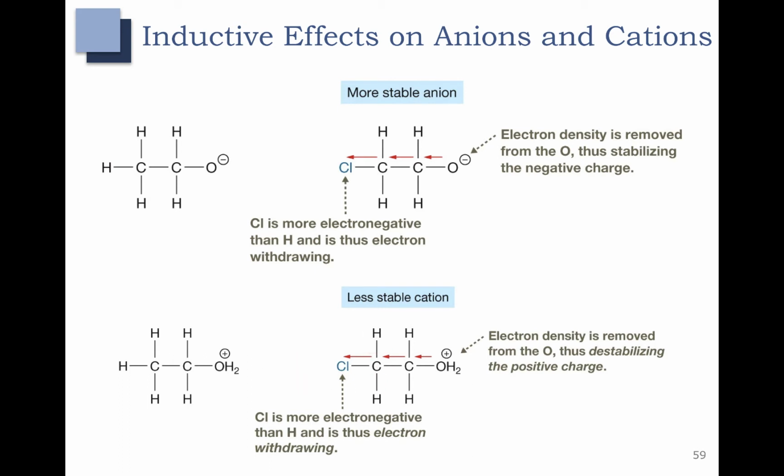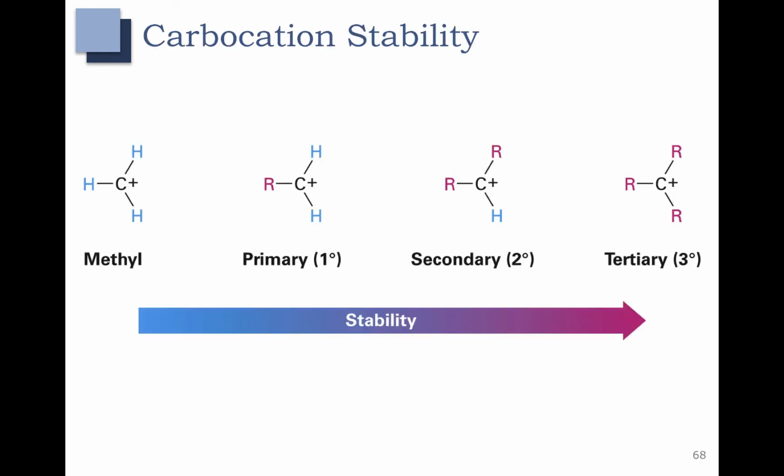Now in this lecture, we're going to talk about carbocations. Carbocations have a positive charge on a carbon. On the left here you can see methyl cation. We have a primary carbocation. Remember that a primary carbon is attached to one other carbon, so that means this R group over here is a carbon. And then we have a secondary carbocation over here and a tertiary carbocation over here.